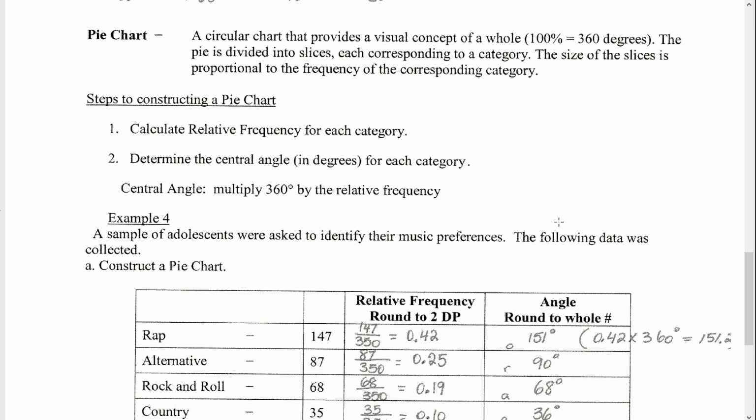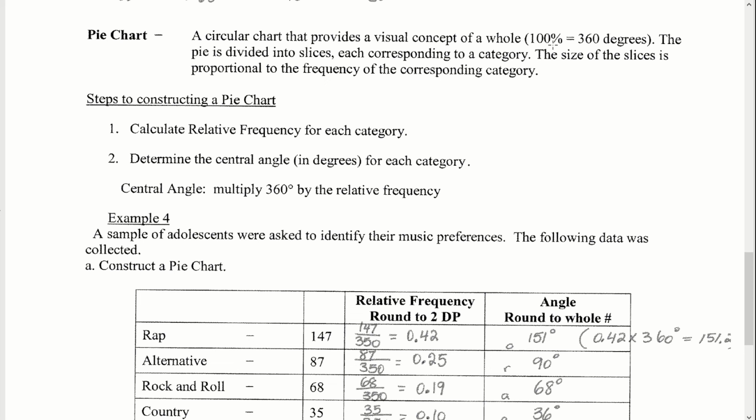The last type of chart we're going to look at in section 2.2 is your classic pie chart. It's a circle chart that provides a visual concept of a whole. So in the pie chart, you're able to compare the size of each category to the entire data set. You might recall that a circle, geometrically, has 360 degrees, and so 100% or all of our data set will have an angle of 360 degrees when we plot it in a pie chart.